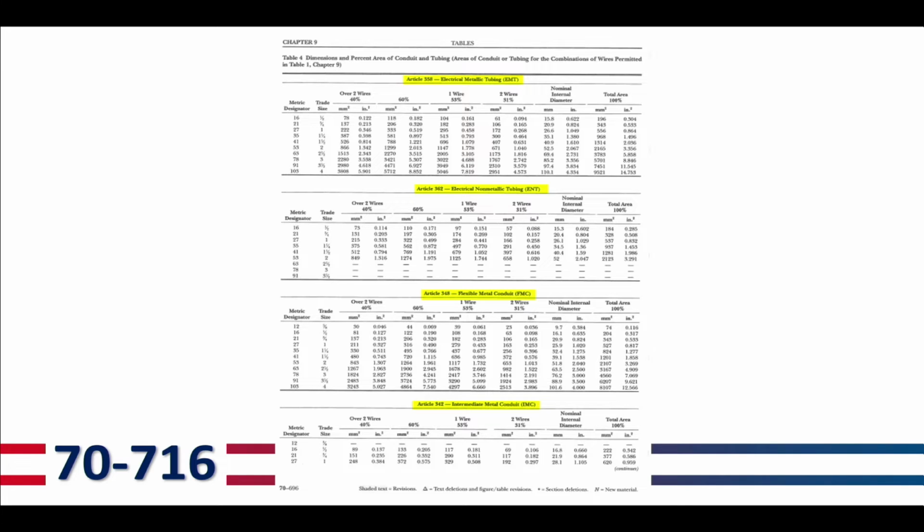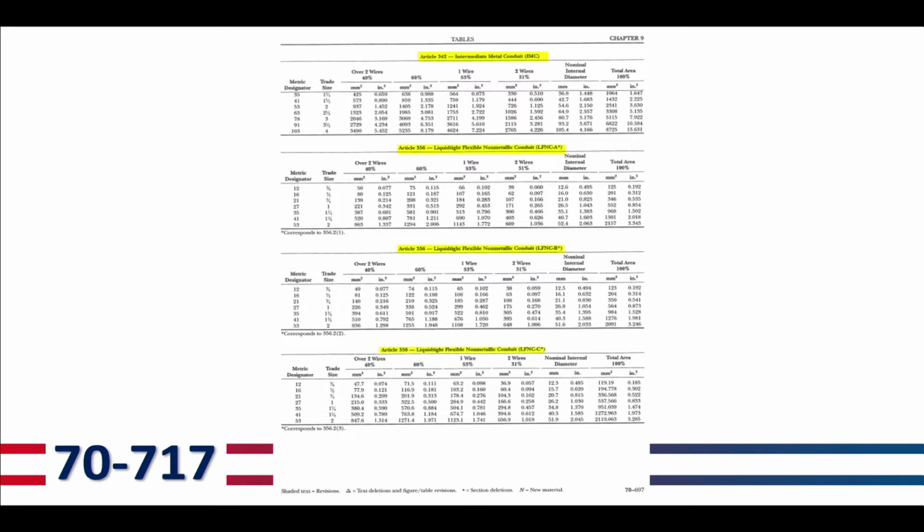So the next table we're going to take a look at here is going to be Table 4. And so that starts off on page 716. Table 4 starts off on page 716. And Chapter 9, Table 4, again, is a series of subtables. All right? And so when we're taking a look at that, we need to understand that these tables start with EMT and then go to ENT and FMC and IMC, and then you got IMC's continued, and then you got LFNCA and LFNCB and LFNCC.